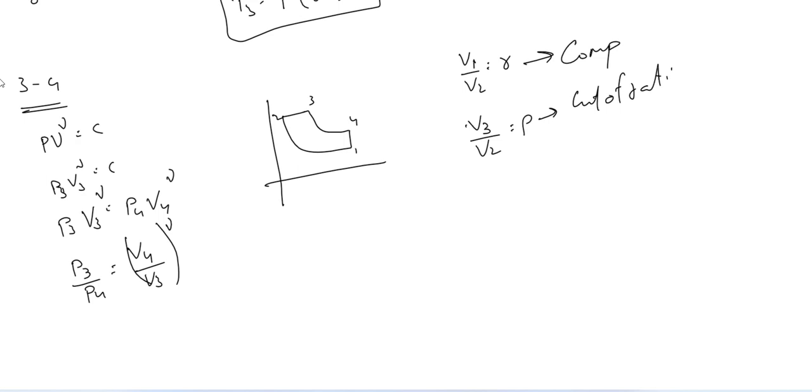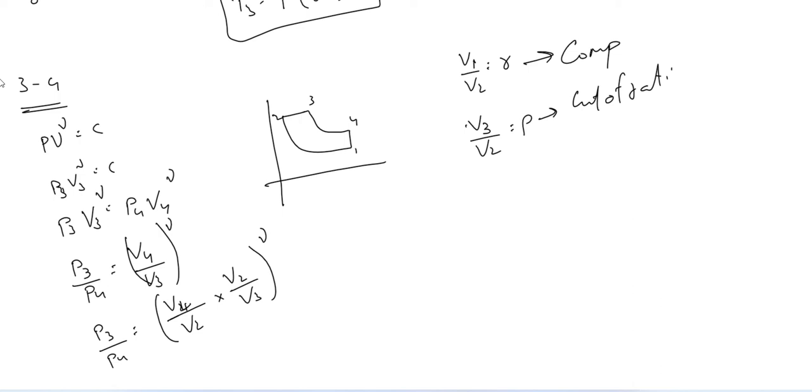Why we are telling this is, we can write, see, P3 by P4 equals V4 divided by V2 into V2 divided by V3 whole power gamma. Is there any change? If we cancel V2, V2, we will get the previous step, right?